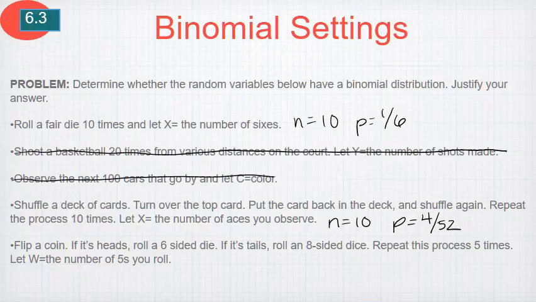Okay, this last one: flip a coin. If it's heads, roll a 6-sided die. If it's tails, roll an 8-sided die. Repeat this process 5 times. Let W equal the number of 5s you roll.